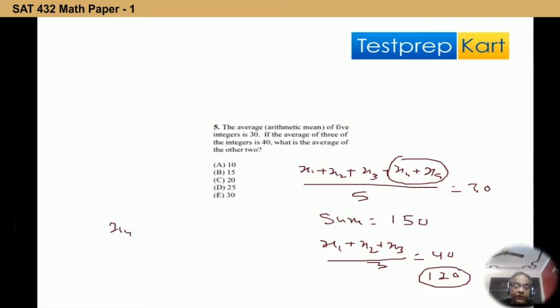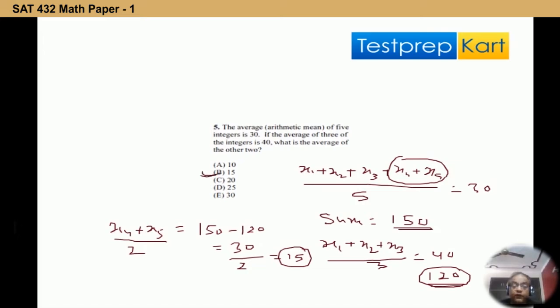So, x4 plus x5 is the sum of all the 5 numbers, 150, minus the sum of the first 3 numbers, 120. So if you subtract, that will give you 30. And the average of these 2 numbers will be x4 plus x5 divided by 2. So this is equal to 15. That's option number B. So option B is the answer.